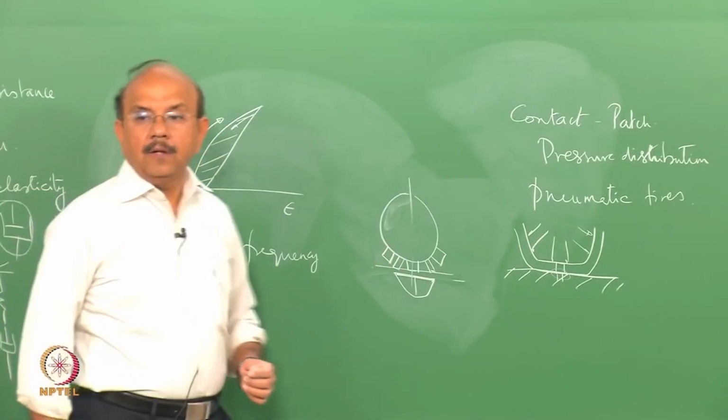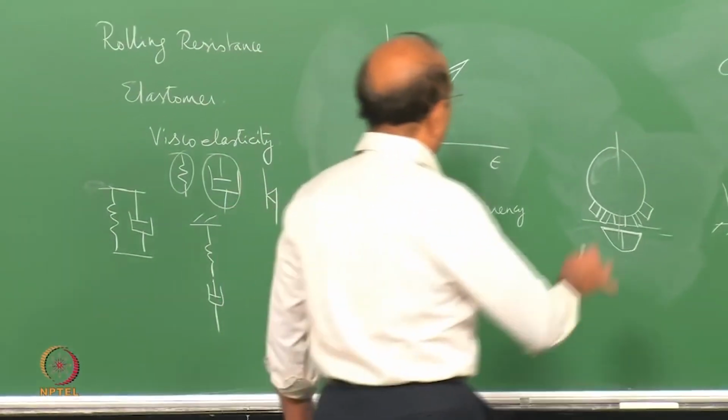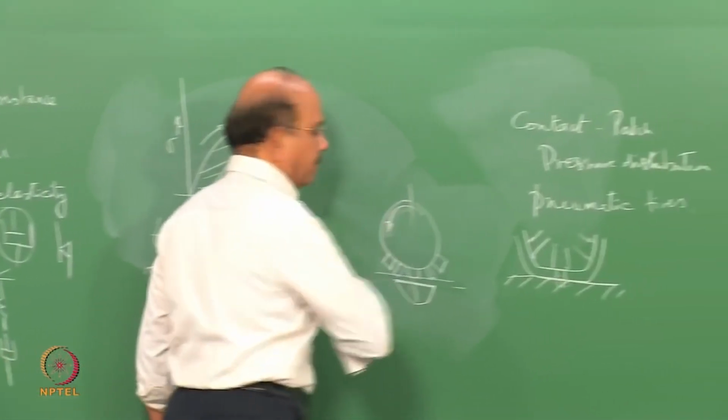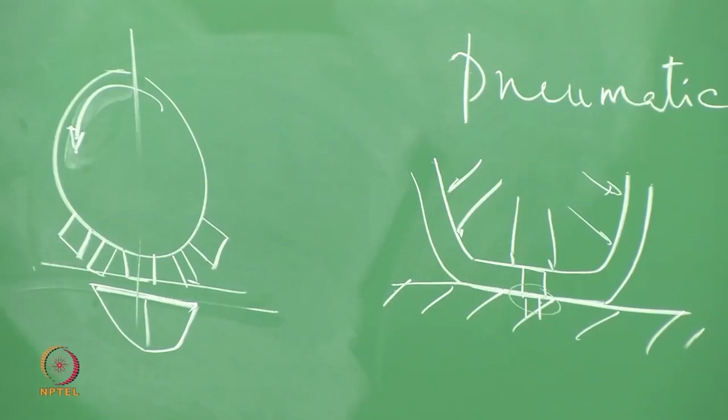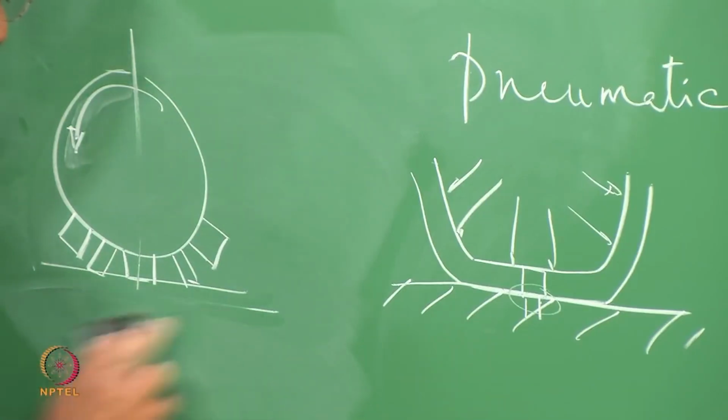Okay. On the other hand, let us now roll the tire. Now, when I roll the tire, let me follow a tread. So, that is for a static. So, I am just removing that.